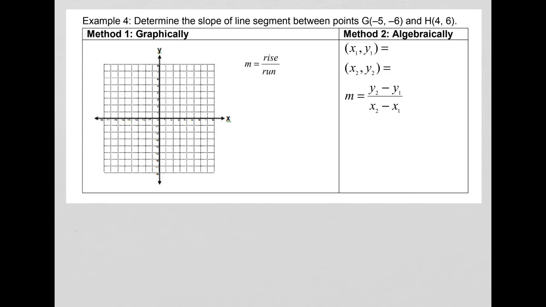Okay, let's look at the next example. I want to find the slope of the line segment between G and H. Once again, the first thing is we try to do it graphically. We put the points on the graph: negative 5 and negative 6. So 1, 2, 3, 4, 5 on the x values and go down by 6 units: 1, 2, 3, 4, 5, 6. That's where my point G is. And then let's put on H: 1, 2, 3, 4, and then 1, 2, 3, 4, 5, 6. That's where my H is. And then you make a line segment.